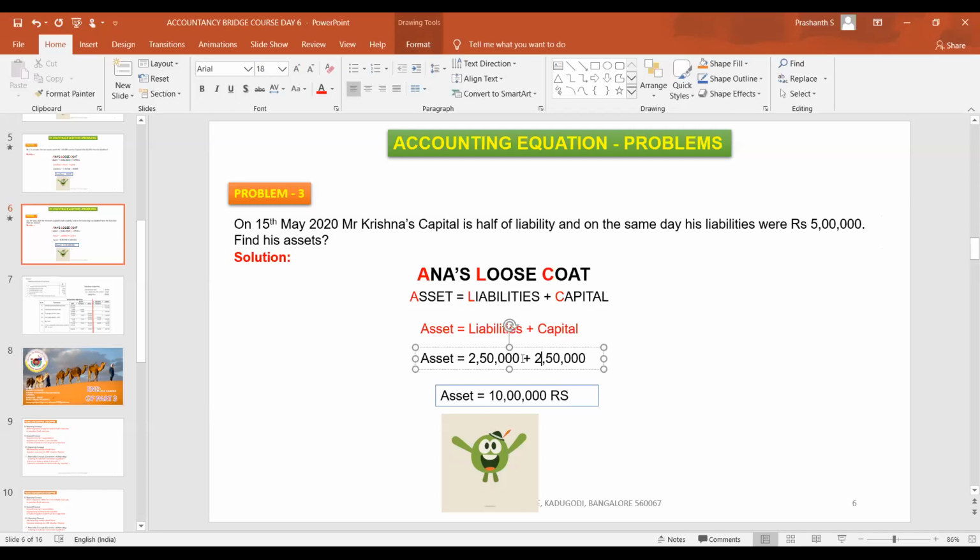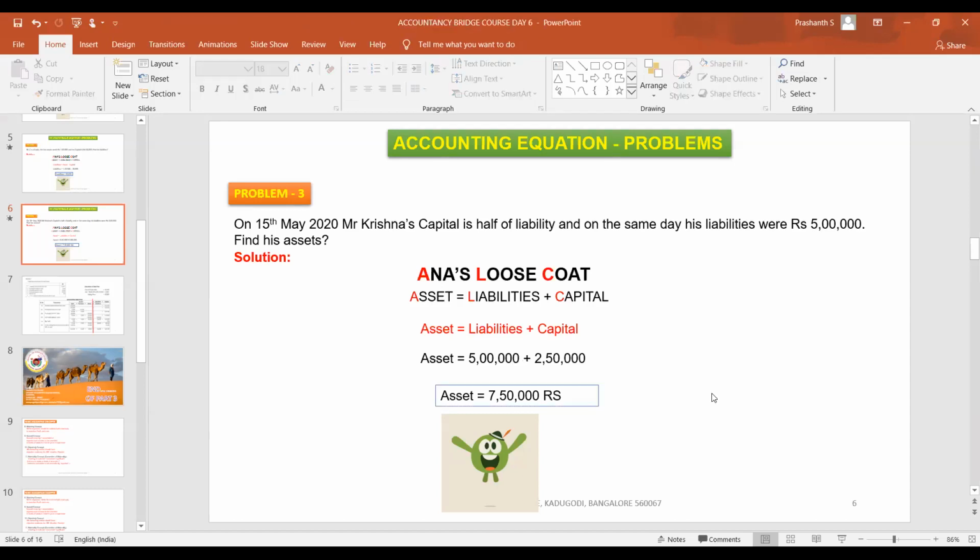Okay. How much is the liability? 5 lakh. Very good. So if they twist the question and give, you need to just think, apply your mind and do it. So how much will it become? Asset will become 7 lakh 50,000 rupees.